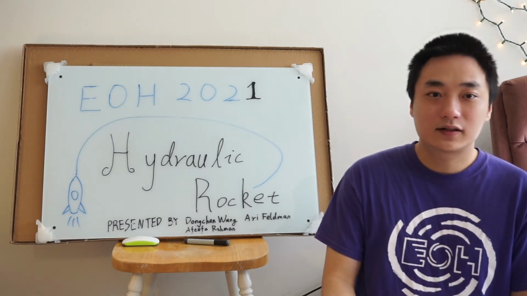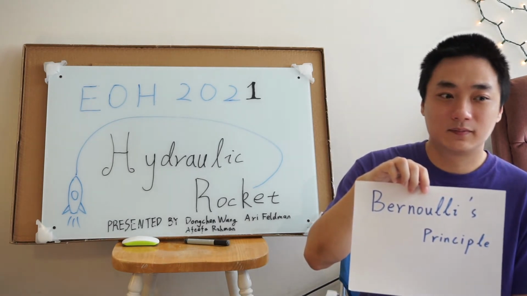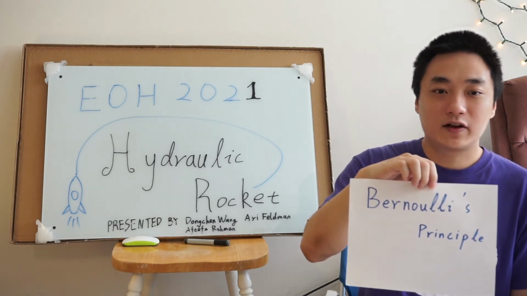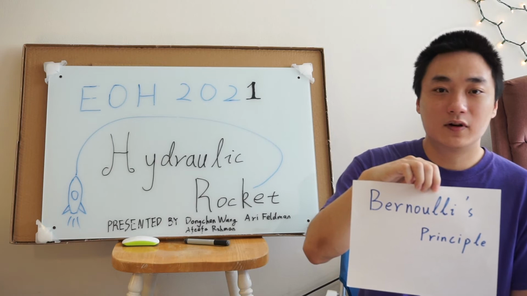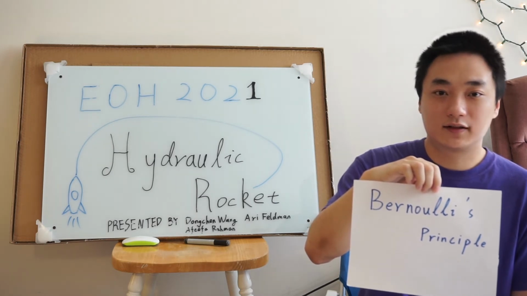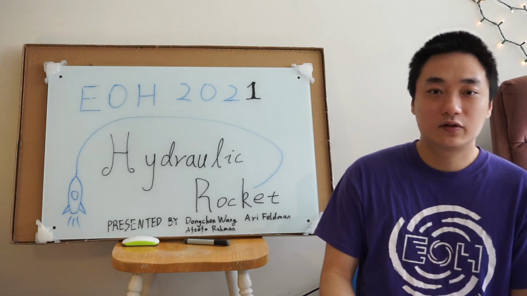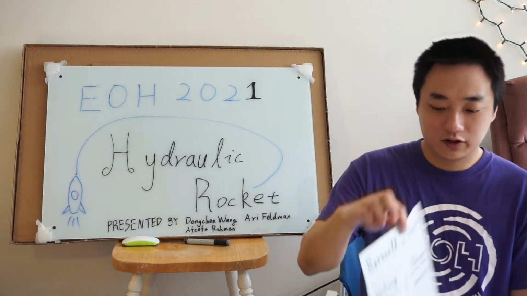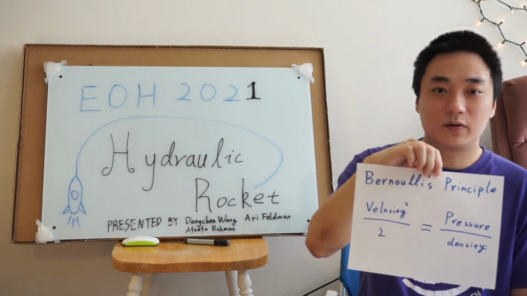The third concept I'd like to introduce is the Bernoulli principle. Bernoulli principle is an energy balance that connects the pressure and the velocity. The same principle can be used in the rocket, the airplane, and also our project hydraulic rocket. If in the future you go to college and come to our hydro lab, the professor will teach you the actual details inside the Bernoulli principle.